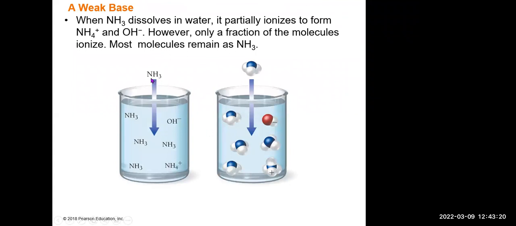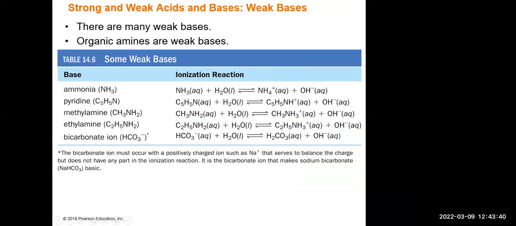The B can be NH3. So when NH3 dissolves in water, it partially ionizes to form NH4+ and OH−. However, only a fraction of the molecules ionize, and most molecules remain as NH3. This table shows you some of those common weak bases. We see ammonia, and most of them contain a nitrogen atom. The last one is bicarbonate, HCO3−, which doesn't have nitrogen.